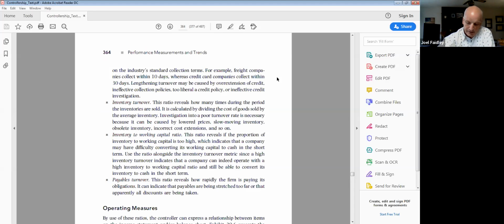And they talk a little bit about that on each of these pages. I say they, he, Mr. Bragg, or I guess he's a Mr. Stephen Bragg. I've got highlighted inventory turnover, and the operating measures down there at the bottom.